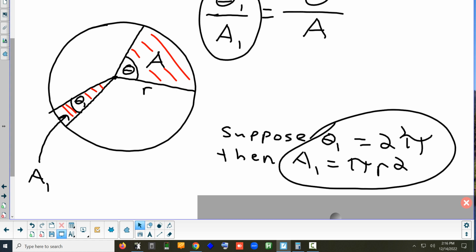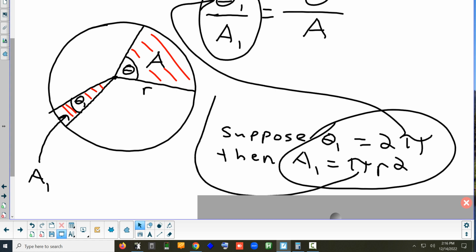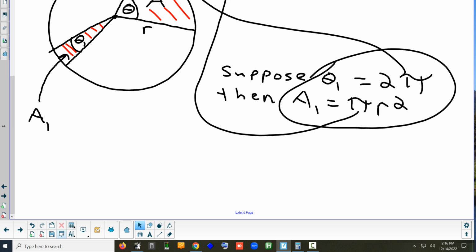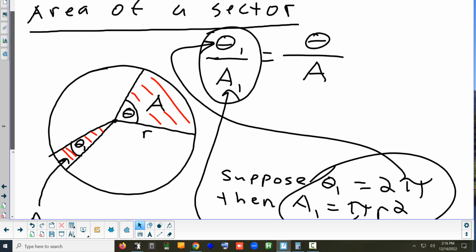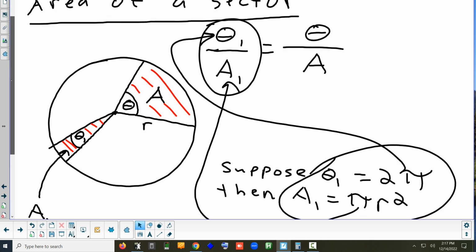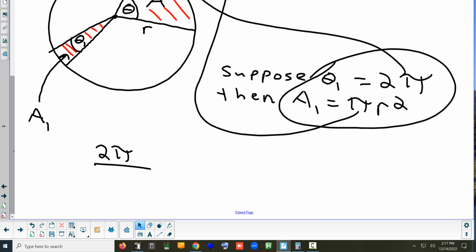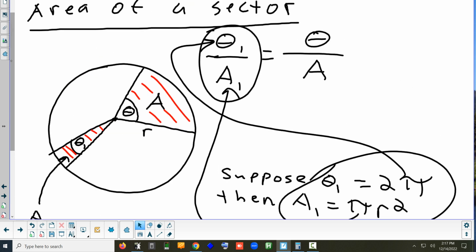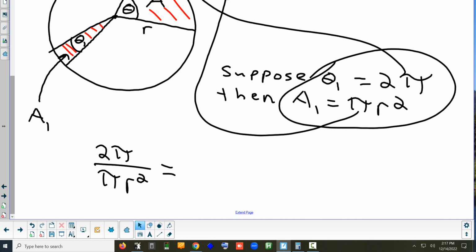So fill this in for theta 1 and fill that in for A1. And let's see what we get. In the top, we're going to have 2 pi. In the bottom, we're going to have pi r squared. And the right-hand side, you never fill in. That's what you don't know. So we're going to leave that the way it is.